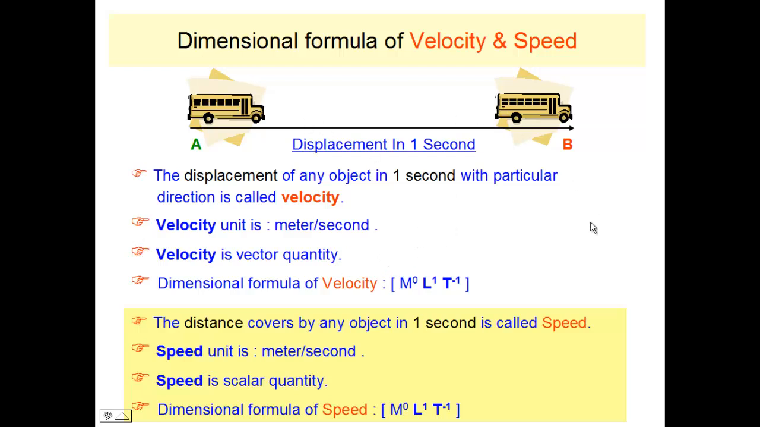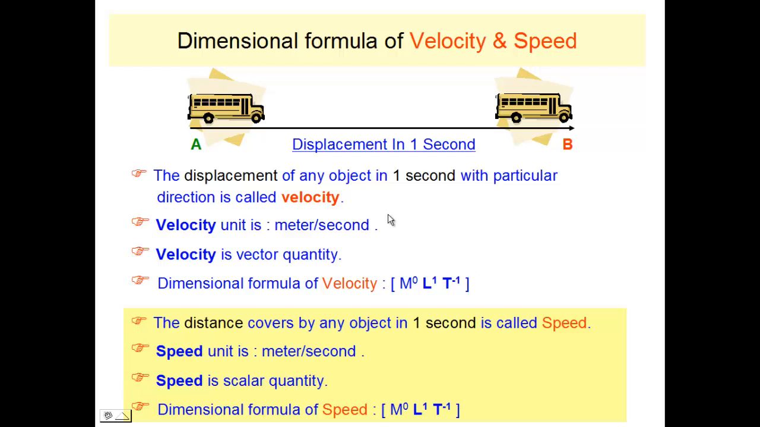because direction is available in it, and the dimensional formula of velocity is mass power 0, length power 1 and time power minus 1, because the velocity unit is meter per second and no mass is present, that's why L1 T power minus 1.